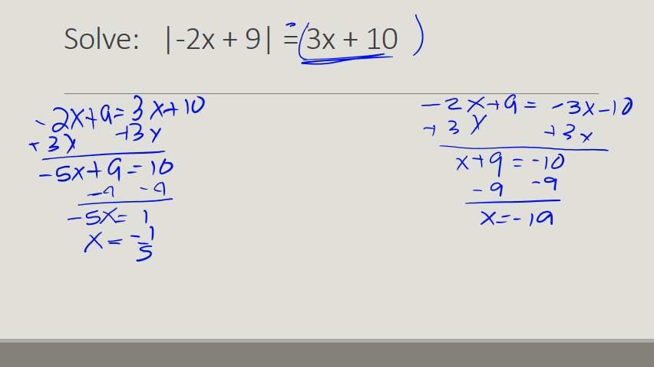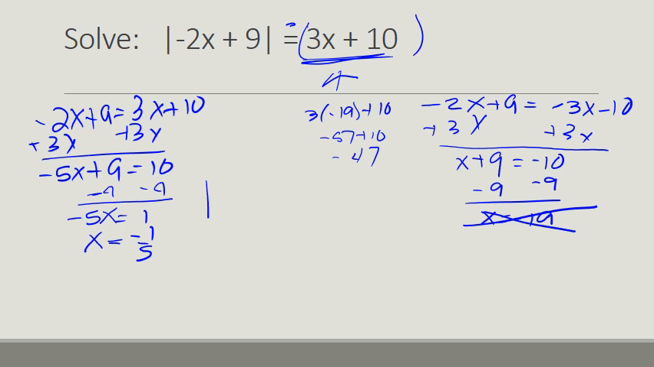So again, I always start with this side when I check, because I know if I get a negative number, I'm done. So if I put in my negative 19, 3 times negative 19 plus 10 is definitely going to be a negative number, because 3 times negative 19 is negative 57 plus 10, and that's negative 47. So we know that's not a solution. If I put in negative 1/5, I'm going to get a positive number, so this might not be as fun, because I've got to deal with the fractions.